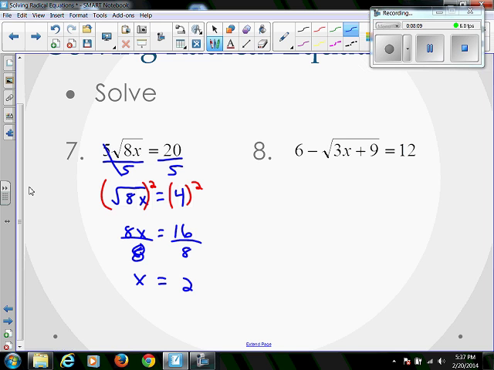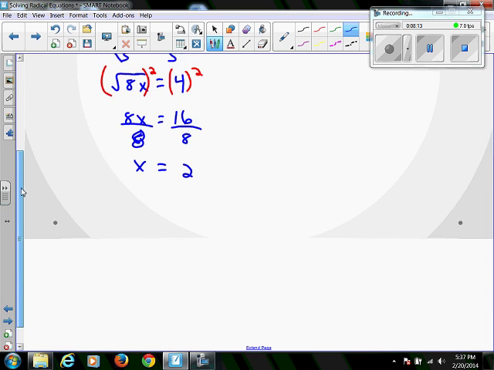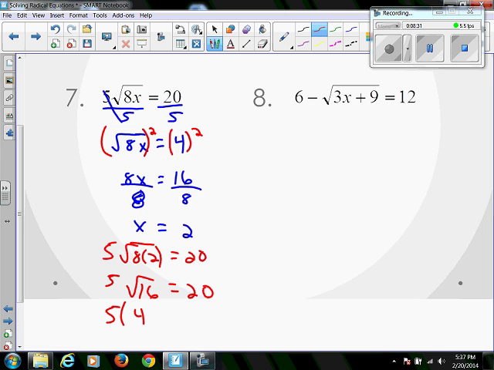Don't forget to check. Substitute 2 in for x. 8 times 2 is 16. Square root of 16 is 4. 4 times 5 is 20. 20 equals 20 is a true statement. x equals 2 is a correct answer.